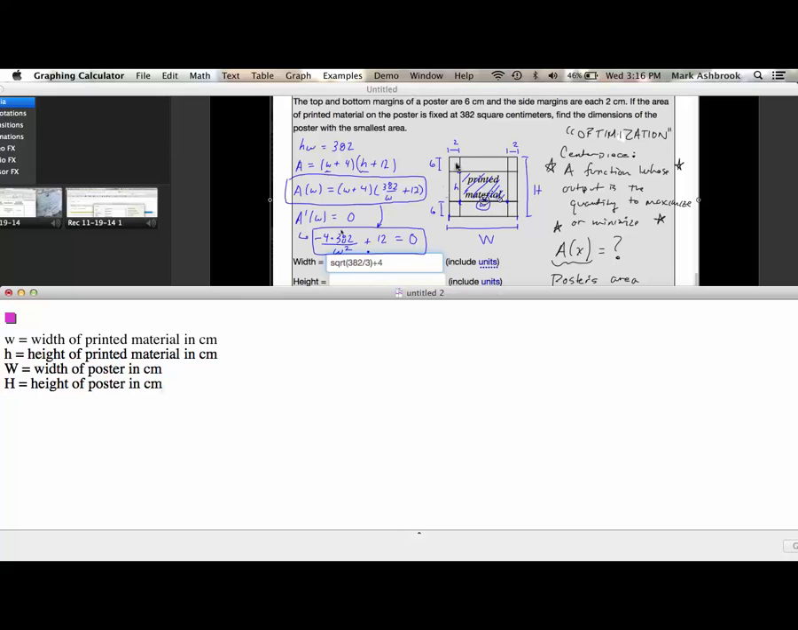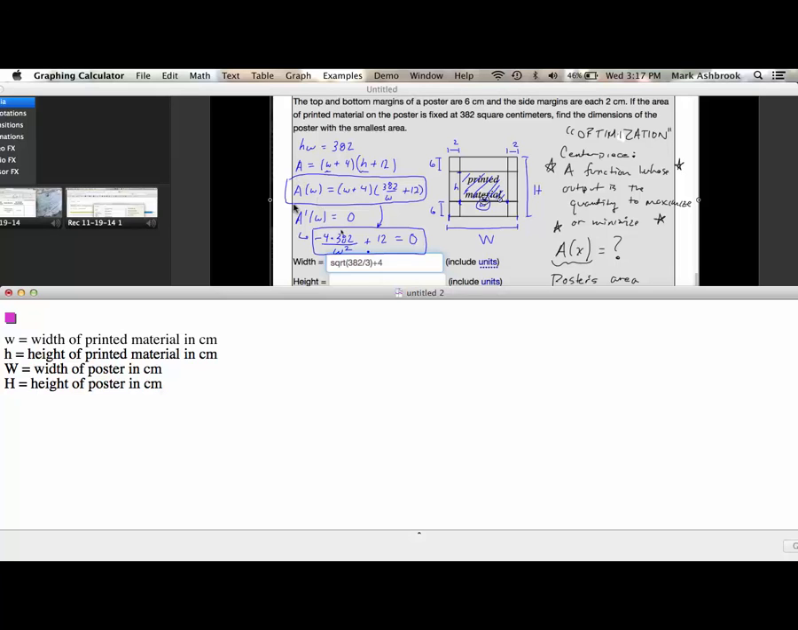And the area of the poster then would be little w plus 4 times little h plus 12. And that was our area of the poster, but we said that we need that in one variable, one independent or input variable. We decided to make that w, so we needed some way to write h in terms of w, and that comes from this fixed relationship here. So what does h equal? h equals 382 divided by w, so I can substitute it in, and that gives us the area of the total poster as a function of w.